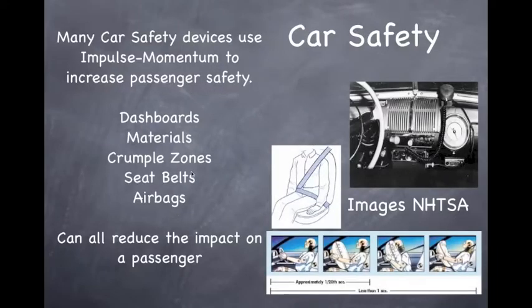Same thing with the different materials. Cars are no longer really made out of steel. Most of them are made out of synthetic plastics. Same thing, it increases the impact time. Crumple zones: the car is designed so that it will actually fold into itself to increase the impact time. All of these increase the impact time, thereby reducing the force that's exerted.